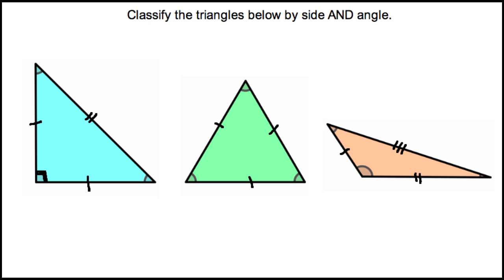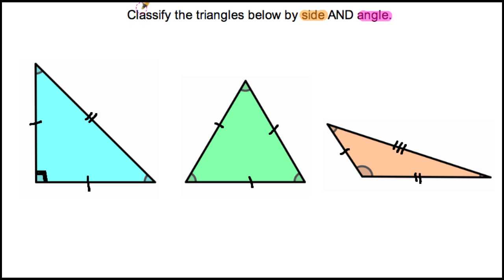And this is a pretty important concept to understand, and that is that there are two different ways to classify triangles. We can classify them by the lengths of their sides, or we can classify them by the size of their angles. And so what we'll do is we'll focus on the side lengths first, and then we'll focus on the angle measures next. So I have three different triangles here. I have a blue triangle, a green triangle, and an orange triangle.